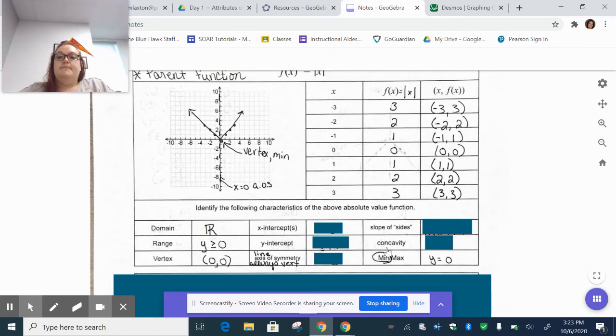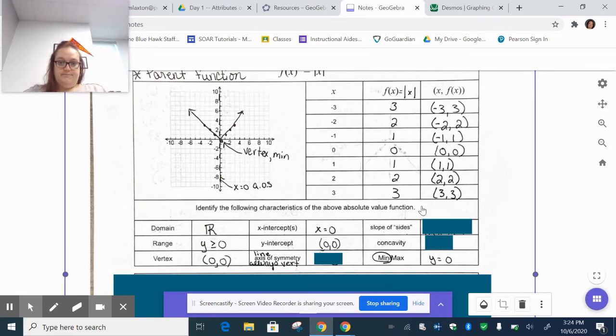Okay, so now let's talk about our x-intercepts and our y-intercepts. Now remember, the x-intercept is where the graph crosses the x-axis, and it only crosses or touches the x-axis in this one spot right here. So we only have one x-intercept, and it's at x equals 0. Now our y-intercept is this one spot as well. It just happens to be the same as the vertex, but that won't always be the case. So be careful with that idea. But this y-intercept is 0, 0 as well.